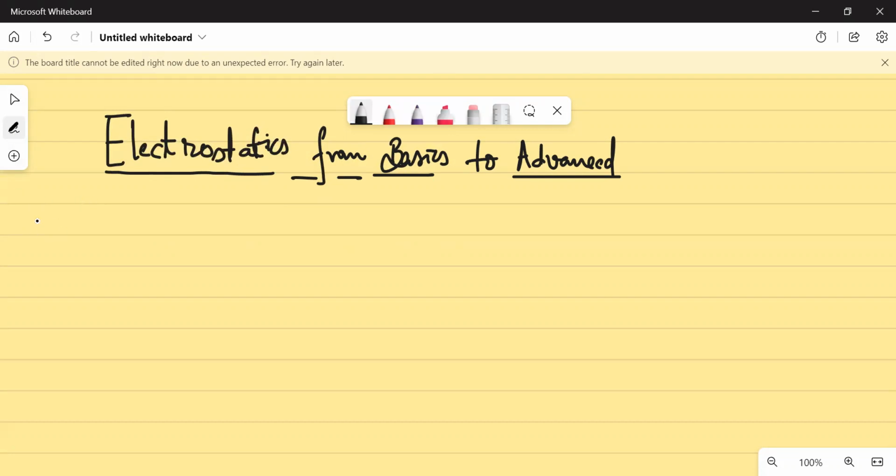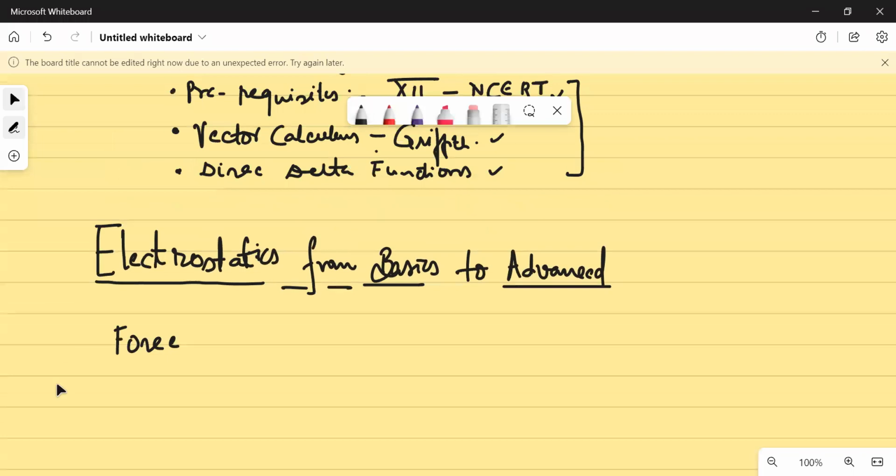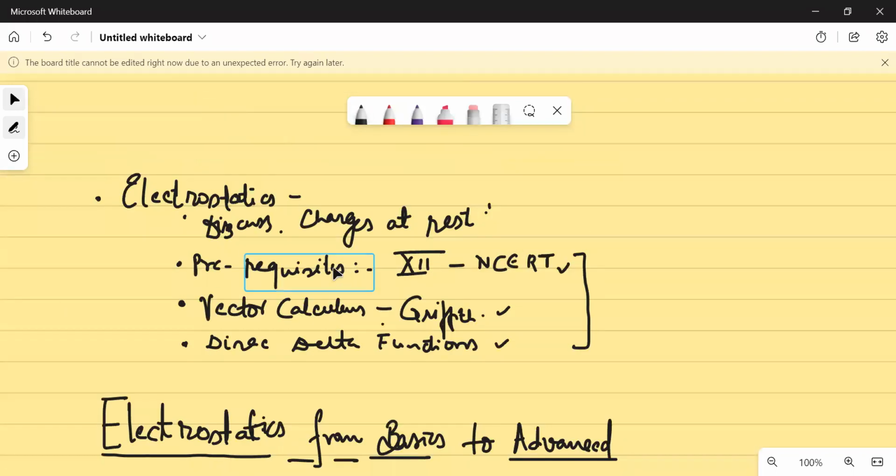Now, you must be aware of something called force, as you know from your standard 12th also. So let me recap: we are starting electrostatics from today, and mostly we'll discuss charges at rest. Electrostatics itself is the study of charges at rest. You don't involve some dynamism here. The prerequisite that I would want from you is at least standard 12th NCERT. If you're done with it, it will be good for me.